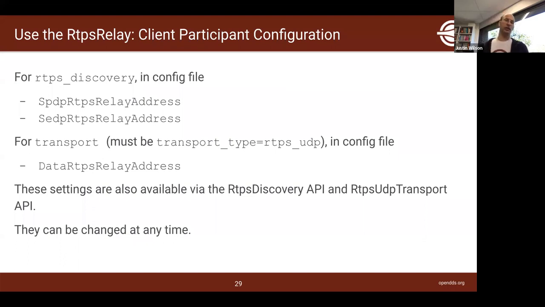These can be changed at any time. So that is useful from a load balancing perspective. If a client participant figures out that it is not connected to an RTPS relay, it can find a different instance and then dynamically change these, and then it can start using a different RTPS relay instance.